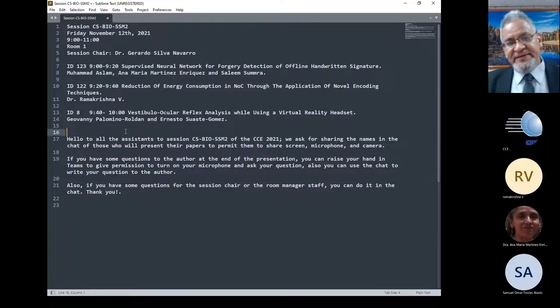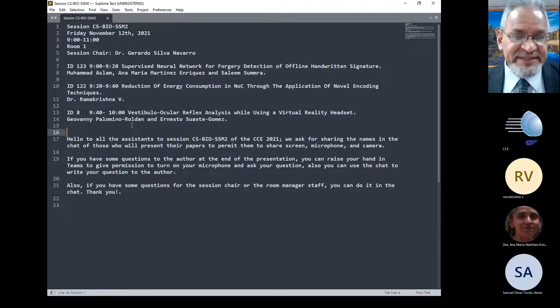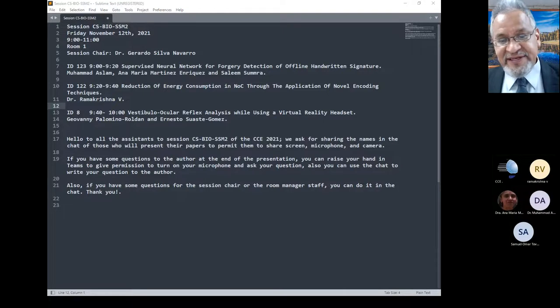So this session is a multidisciplinary session where we'll be presenting three papers which did not have the opportunity to be presented in the previous 2 days of the conference. So the first paper will be presented by Dr. Ana Maria Martinez, who will present the paper Supervised Neural Network for Forgery Detection of Offline Handwritten Signatures. The co-authors were Muhammad Aslam, Dr. Ana Maria Martinez Enriquez and Saleem Summra. So, Dr. Ana Maria, you can share your screen and present.